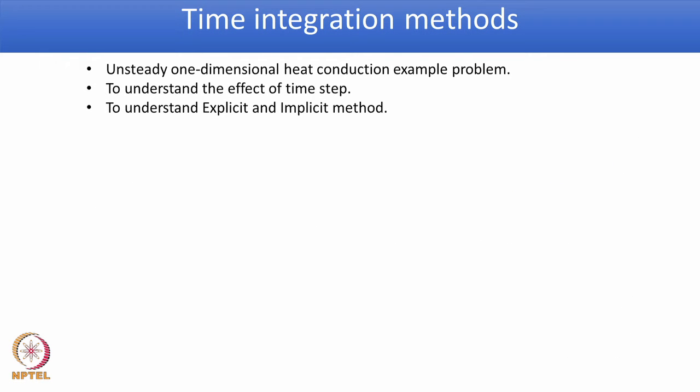Let us look at the performance of the explicit scheme, the implicit scheme, and the role of delta t in the explicit scheme. A problem was already considered, that is the unsteady one dimensional heat conduction example problem. We take this problem, which is already solved, only as a demonstration to show the effect of time step as well as to understand explicit and implicit method performance.